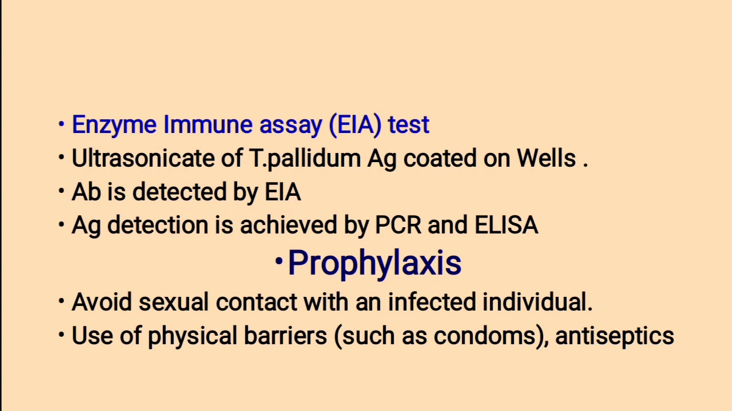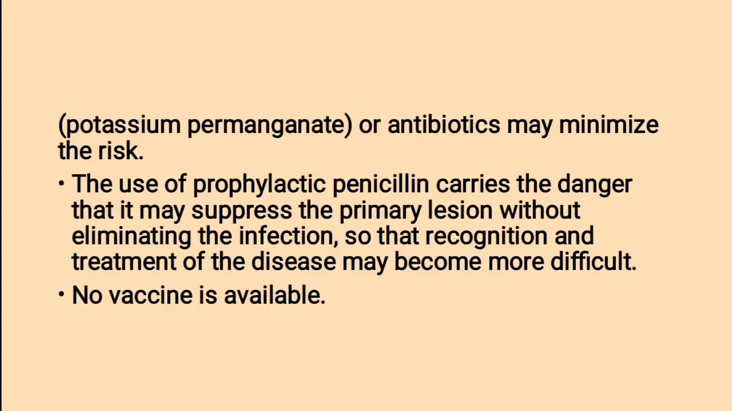What are the prophylactic measures for controlling Treponema pallidum infection? Avoid sexual contact with an infected individual. Use of physical barriers like condoms, antiseptics such as potassium permanganate, or antibiotics may minimize the risk of infection. The use of prophylactic penicillin carries the danger that it may suppress the primary lesion without eliminating the infection, so that recognition and treatment of the disease may become more difficult.